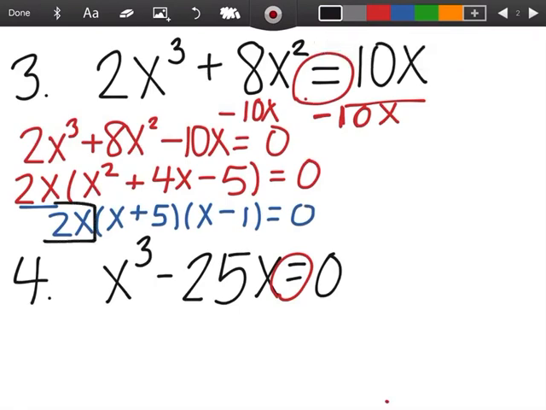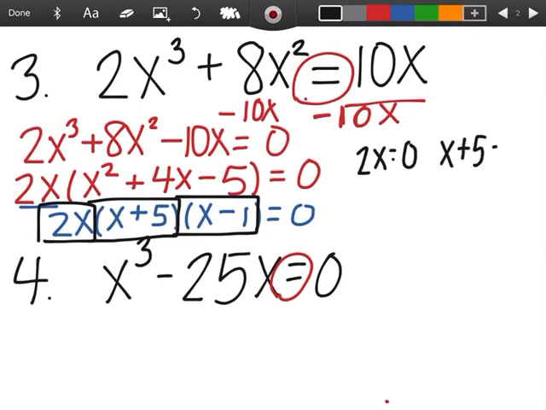So I actually have 3 different factors here. I've got 2x, I've got x plus 5, and I've got x minus 1. And so I have to say, when does 2x equal 0? When does x plus 5 equal 0? And when does x minus 1 equal 0? And I'm going to have 3 solutions.